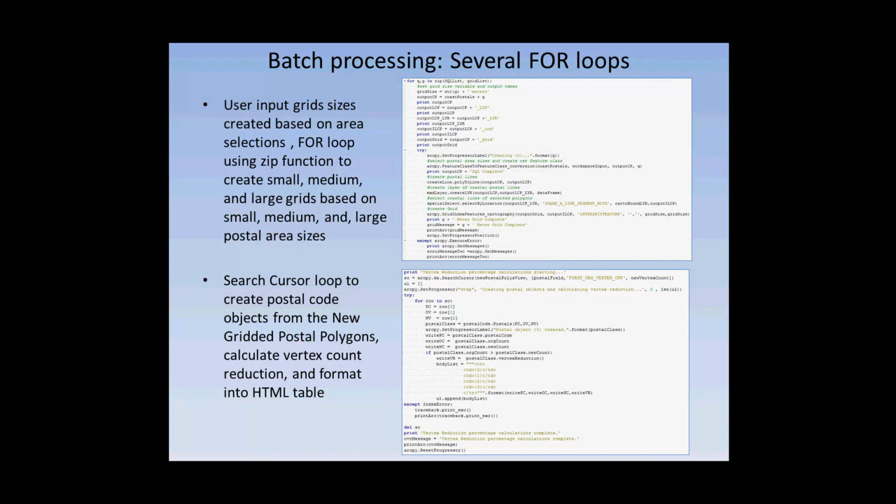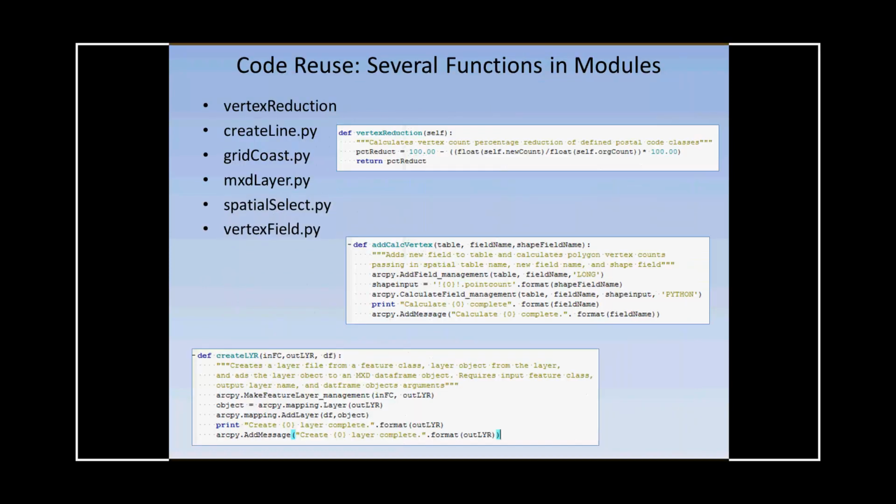I had a for loop with a zip function that looped through those area sizes that the user put in and matched them up with the grid sizes that they put in to create those different size grids, small, medium, and large for the small, medium, and large polygons. I also had a cursor loop that looped through the table and the original vertex counts, compared the original vertex counts versus the new vertex counts, and put those into an HTML table.